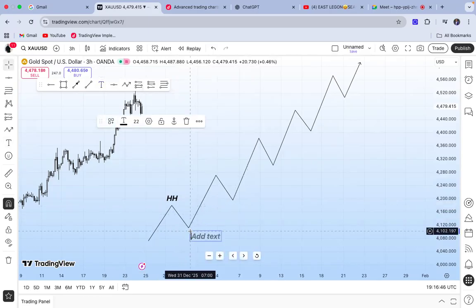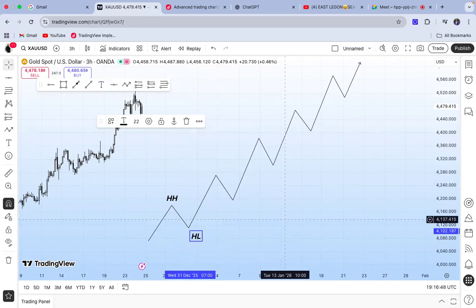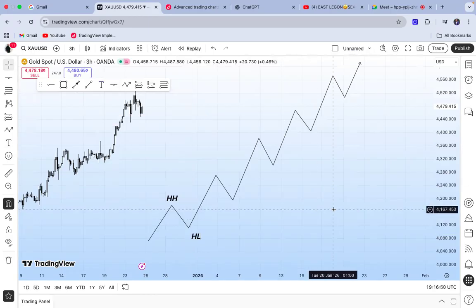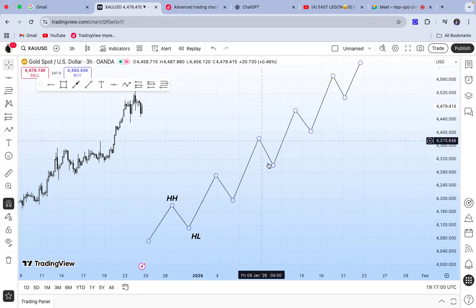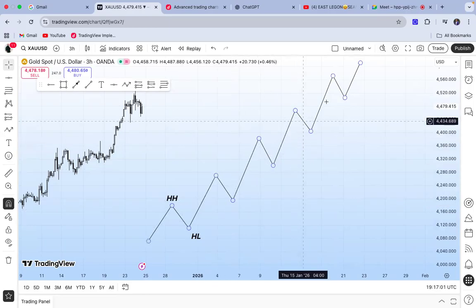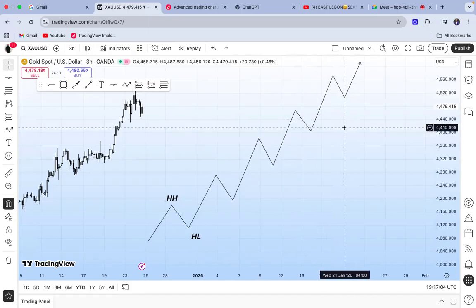And then this is known as a higher low. Okay, higher low. So it means that this is also a higher high, right? So it went up, this is a higher high, then it went down. This is a higher low. So a higher high, a higher low, a higher high, a higher low, a higher high, a higher low. So that is how an uptrending market moves.